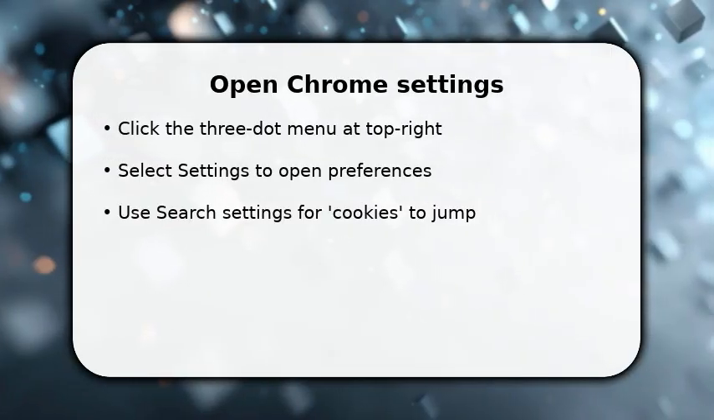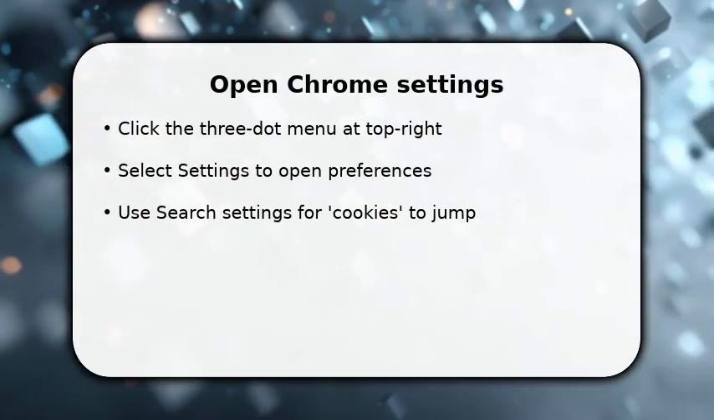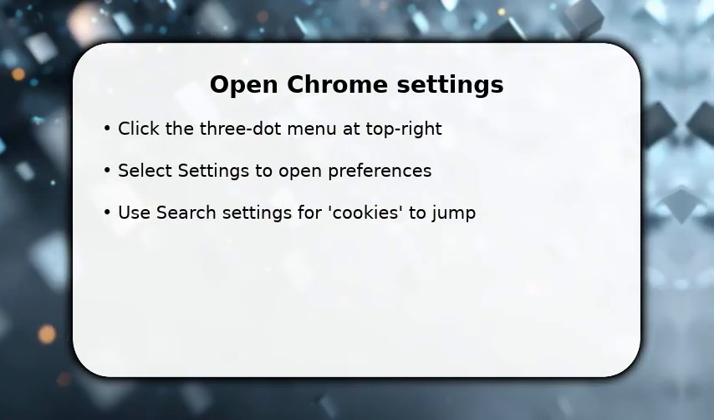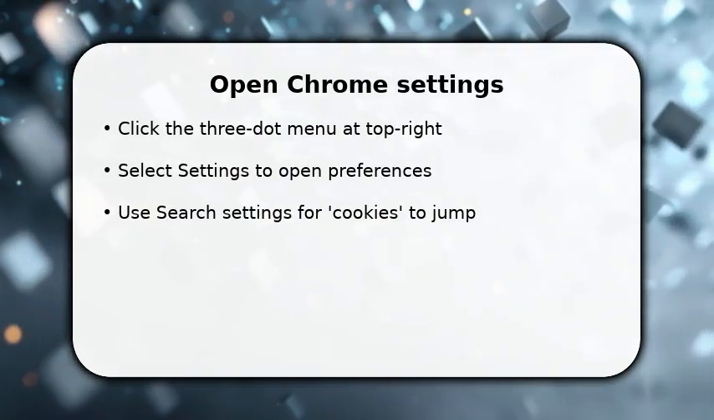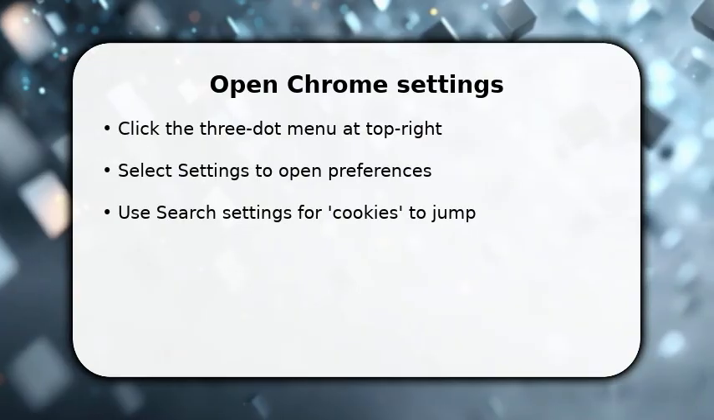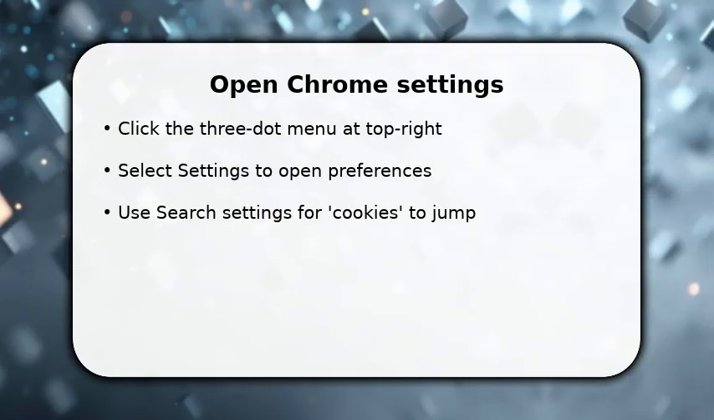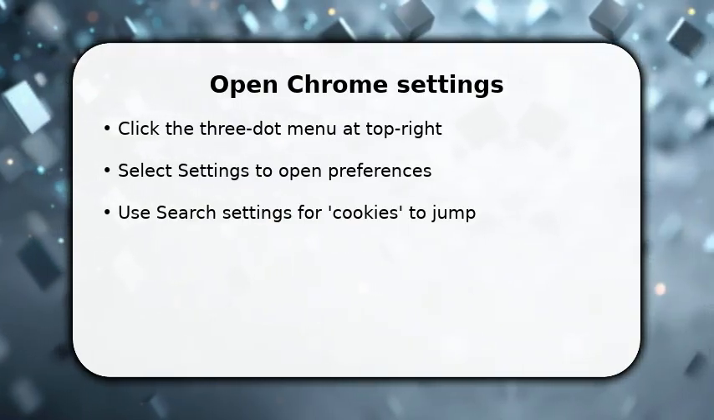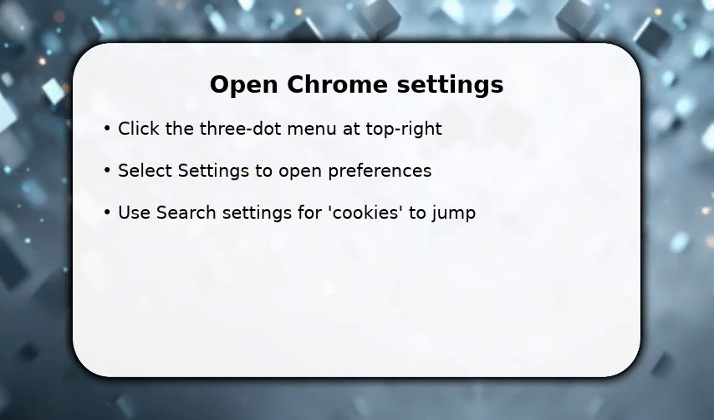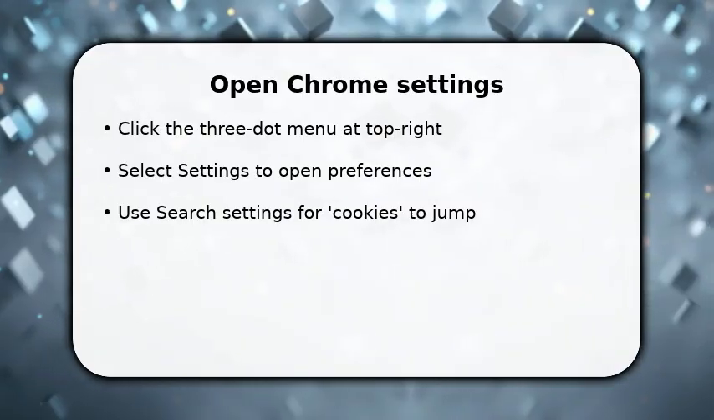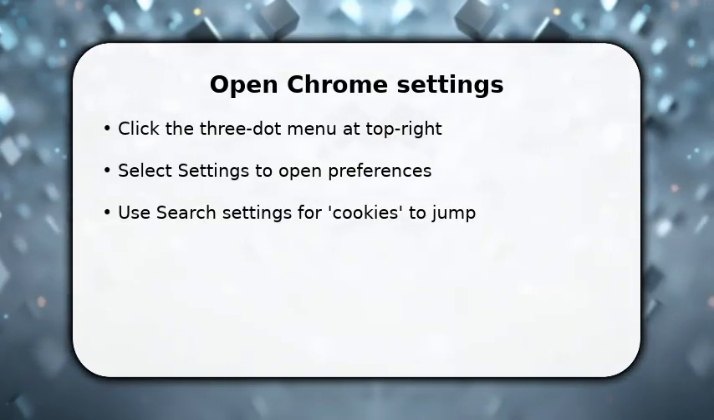You start by opening Chrome and going straight to Settings. This saves time. Click the three-dot menu at the top right, then choose Settings. Once the Settings page loads, type cookies into the search box so you land directly on privacy and security options. Make sure you are signed into the correct profile before changing anything, because cookie rules apply per profile. This first step positions you to modify site data without hunting through nested menus.